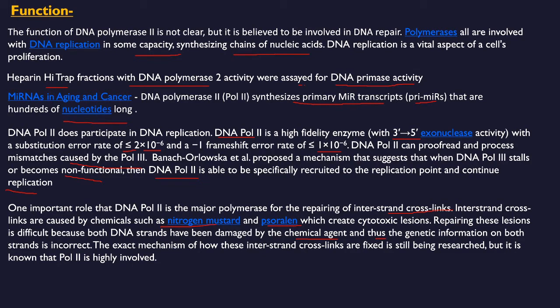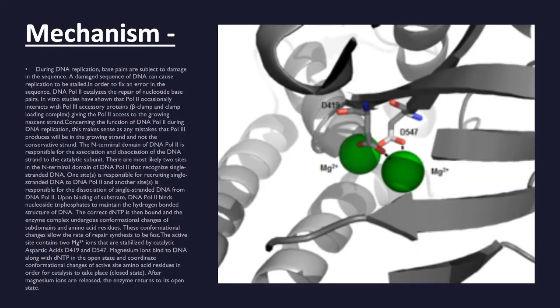So just think, DNA Pol2 can't get the template strand, it can't get the non-template strand to form a template strand. That's it. The exact mechanism of how the interstrand crosslinks are fixed is still being researched, but it is known that DNA Pol2 is highly involved. So let's come to the mechanism.